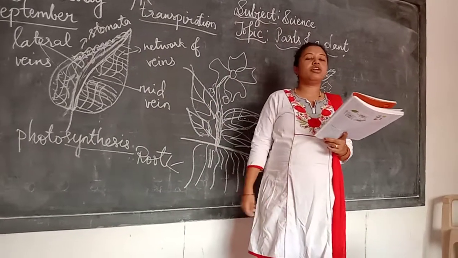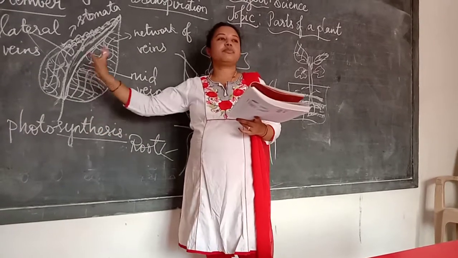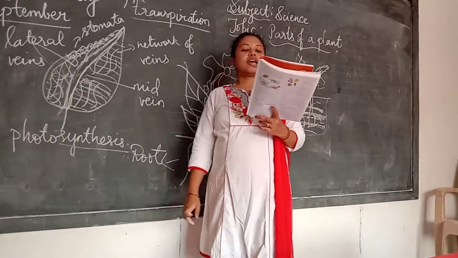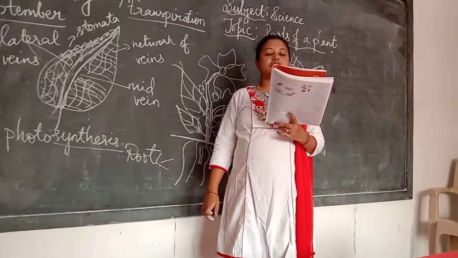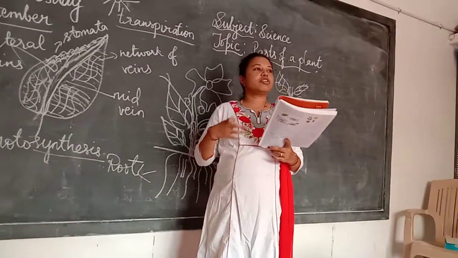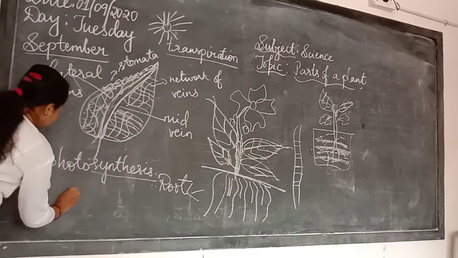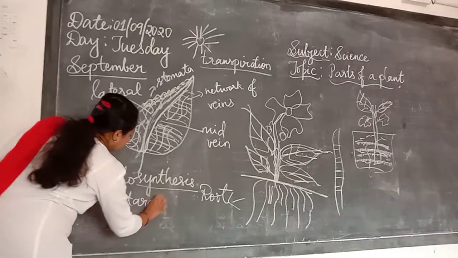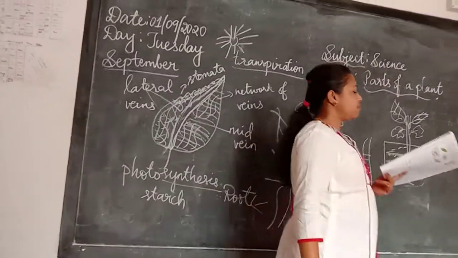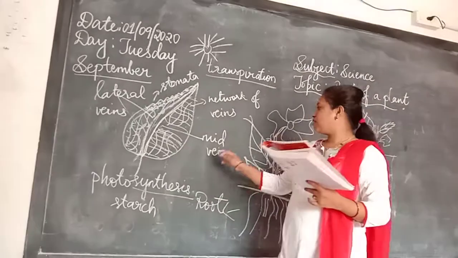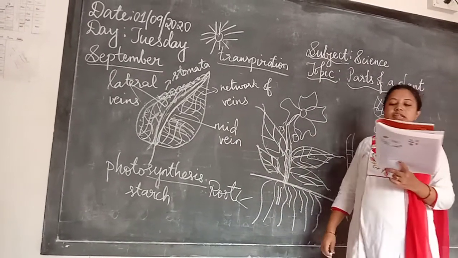As I told, any food prepared by the leaf will be in the form of sugar. Excess sugar is converted into starch and stored in different parts of the plant. So excess sugar is again converted into starch and stored in different parts of the plant, in the flower and fruit, where the starch is stored.